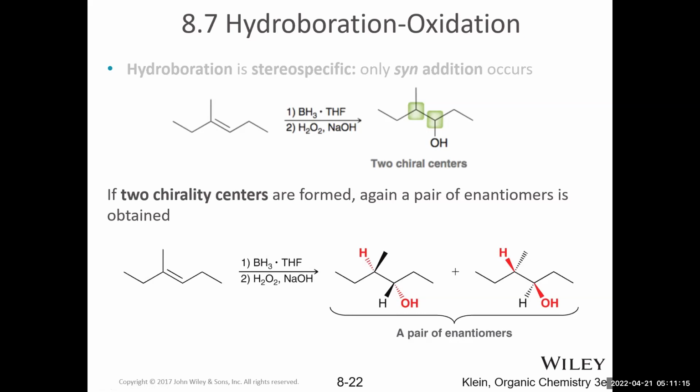So remember, in hydroboration oxidation, we're adding H and OH across the double bond. It does go through anti-Markovnikov regioselectivity, but stereoselectively, that H and OH get added to the same side of the pi bond, which is why you see the hydrogen and the OH are always going to be either both back or both coming out of the plane.